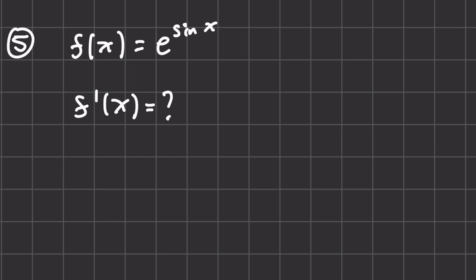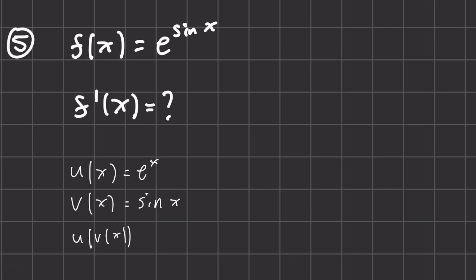So here is the fifth problem. It states that f of x is equal to e to the power of sine of x. And so you should probably already have noticed that this is another chain rule problem. In this case, our two functions: I'll say u of x is equal to e to the x, and v of x is equal to sine x. And so u of v of x is equal to e to the power of sine of x.